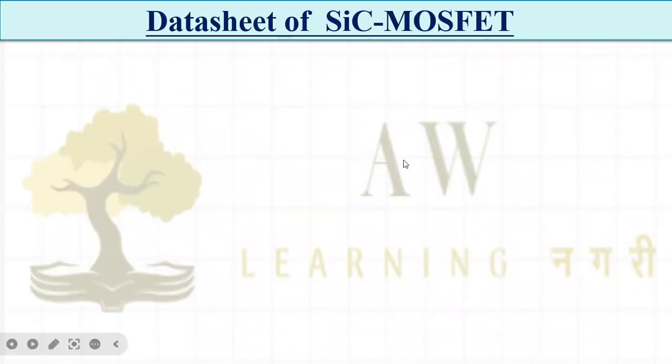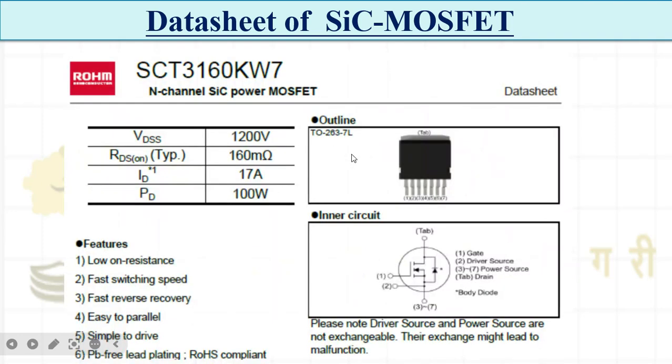Now we will see the data sheet of the silicon carbide MOSFET. When you go for seeing the silicon carbide MOSFET data sheet, you see the VDSS. The drain to source voltage is 1200 volt, so we can use it up to 1200 volt. It is very far as compared to silicon. And the RDS on, you see 160 milliohm, very little RDS on. So very little loss will happen, and because of this efficiency automatically improves.